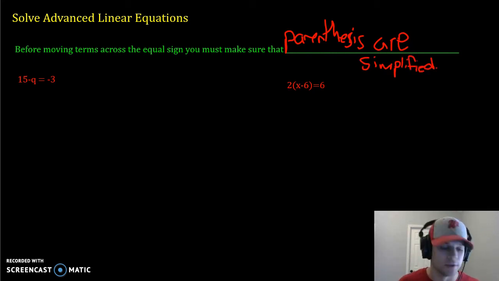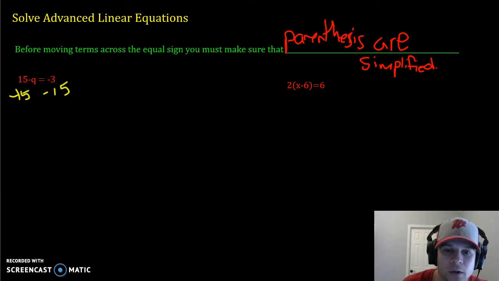All right, so moving into the first example, 15 minus q is equal to negative 3. We have a positive 15 that's being subtracted from the q. The opposite of a positive 15 is subtract 15. So the 15 minus 15 gives us 0, and we are left with a negative q equals negative 18.